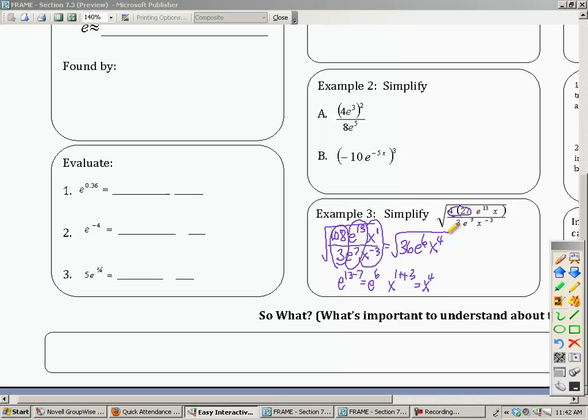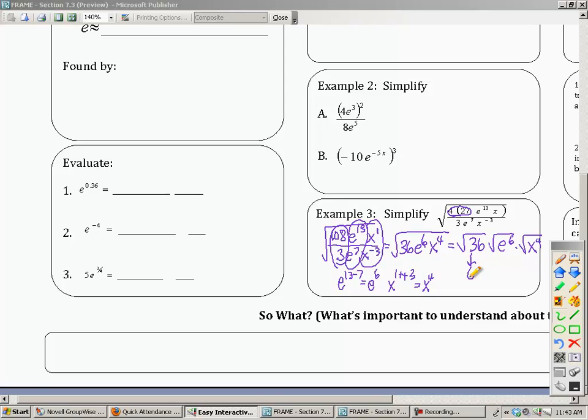Okay, so let's take a look. If we go back to chapter 6, we asked you to split this up. And I can split this up as the square root of 36 times the square root of e to the 6th times the square root of x to the 4th. You can do this multiple ways. I can tell you this first though, the square root of 36 is 6.